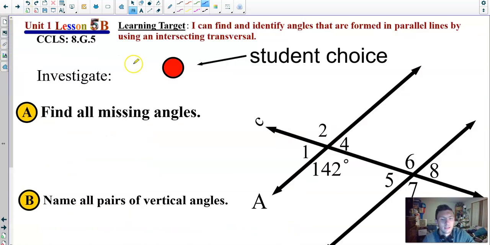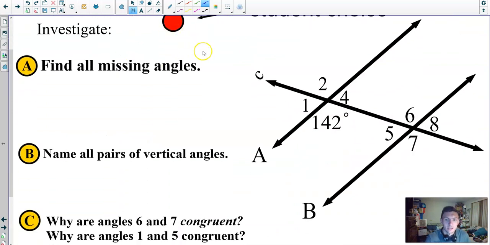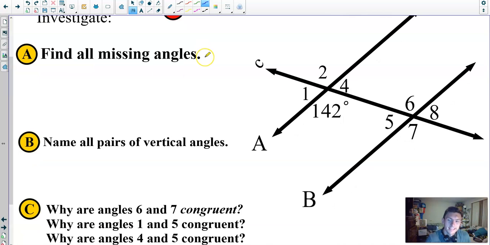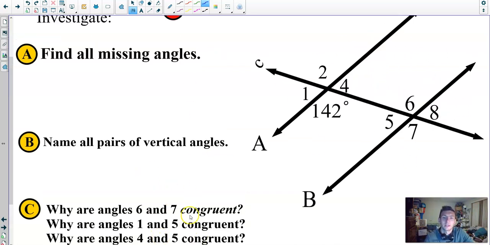All right, moving on. Here's another one. This one, it's the same thing. It's a red dot question because it's kind of like tilted on its side, which makes it a little more challenging. Go pause it, go through it, unpause it. I'll go through it a little quicker than the last one. Really focus on bullet point C down here, coming up with the vocabulary. Make sure you can find all the missing angles, and then make sure you can do the vocabulary at the bottom.